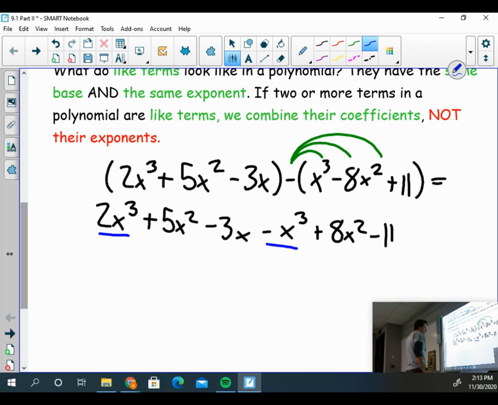2x cubed and negative x cubed. When we combine the 2 and the, remember when we don't have a number there, it acts as a 1. 2 and -1 leaves us just with +1. So we end up with x cubed when combining the coefficients. 5x squared and 8x squared combines to be 13x squared.